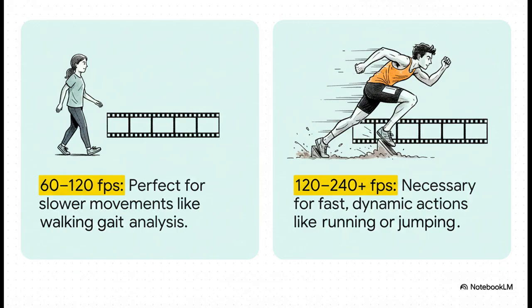For something relatively slow, like a walking gait, somewhere between 60 and 120 frames per second is going to be plenty. But for those faster, more explosive actions, we're talking running, jumping, cutting, you've got to be up in the 120 to 240 FPS range, maybe even higher if you want to capture all that juicy detail.